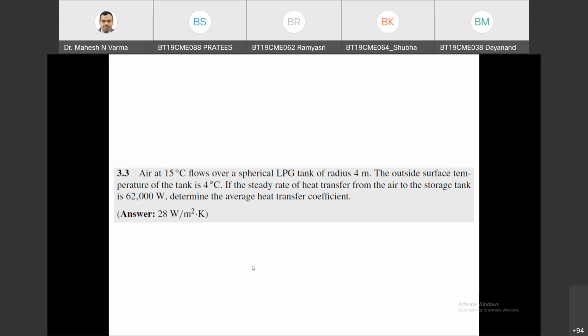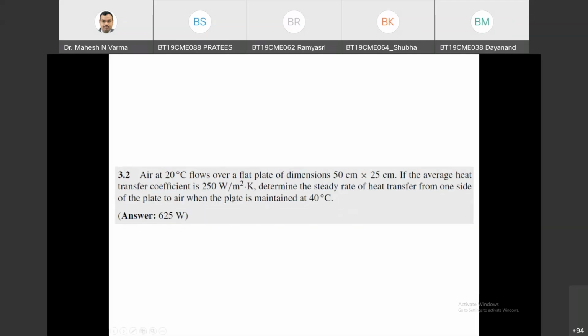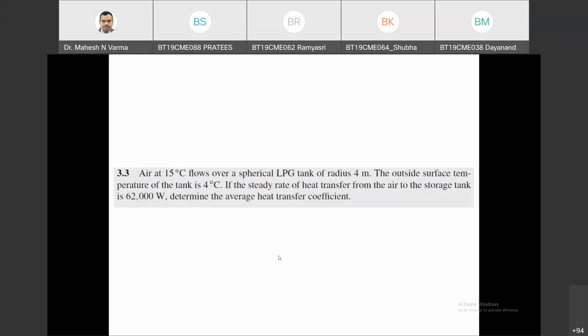What value did you get? 250. Answer is 28. So how come you are getting this? Anybody else getting this answer, heat transfer coefficient? It is given as 250, sir. Heat transfer coefficient is given. Determine the average heat transfer coefficient. Which problem are you talking about? Still you are here? Sir. So still you are talking about it. H is 28, sir. Yes, sir. So here people are solving 3.3 problem and you are still on 2.2.